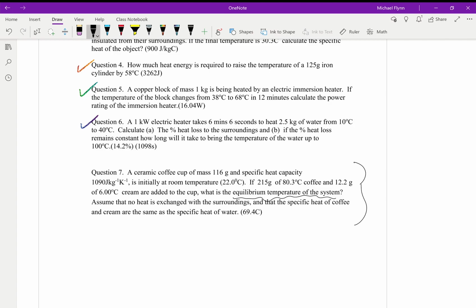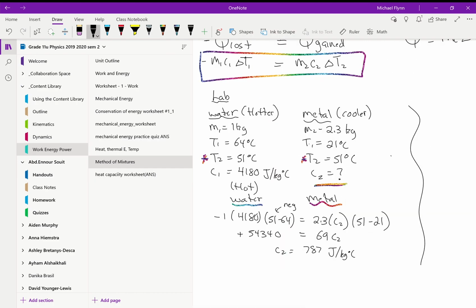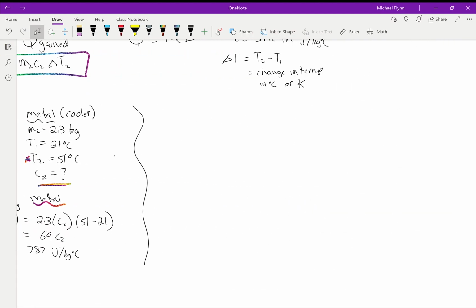So let's do a similar one. I want you to practice that one. I think you'll find after I do this one, you'll get it. So let's say we do our coffee example, and we do it like this. Let's start with the coffee.